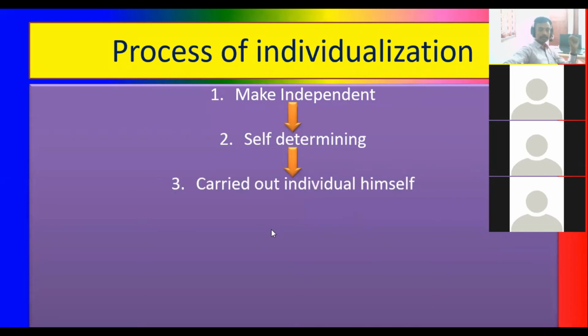Third process, carry out individually. After that decision, the nursing student does every activity, for example assignment writing, care plan, history taking, on their own. We can learn from others, but do it ourselves, which creates a mental process. When we do things individually, our mind works.